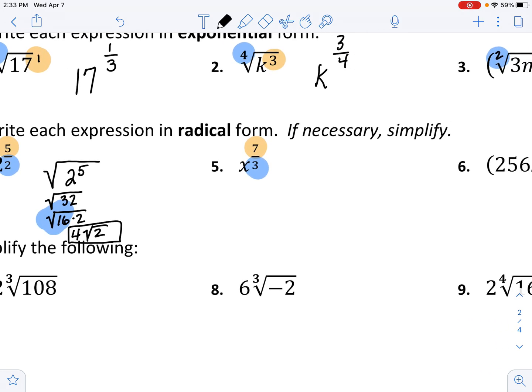Next one would be cubed root. Oh, sorry, we're supposed to simplify if necessary, so we're going to rewrite our improper fraction as a mixed number to help us simplify it in radical form. So 7/3 is equal to 2 1/3. So x to the 2 1/3 would be x squared, and then the cubed root of x.